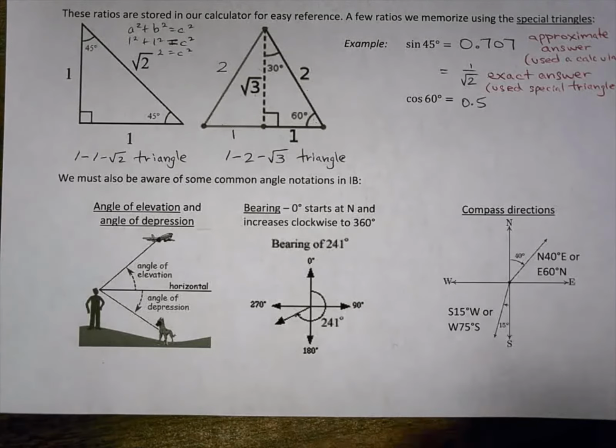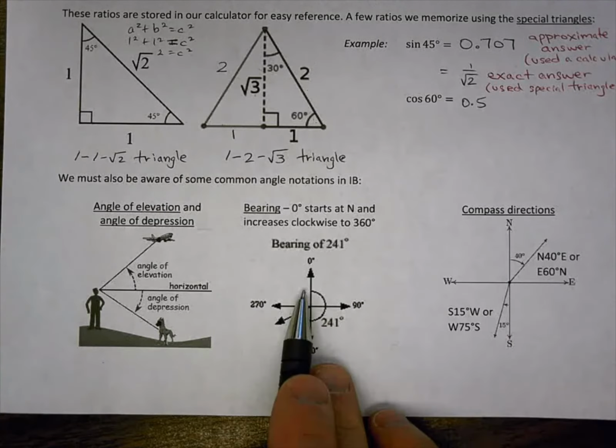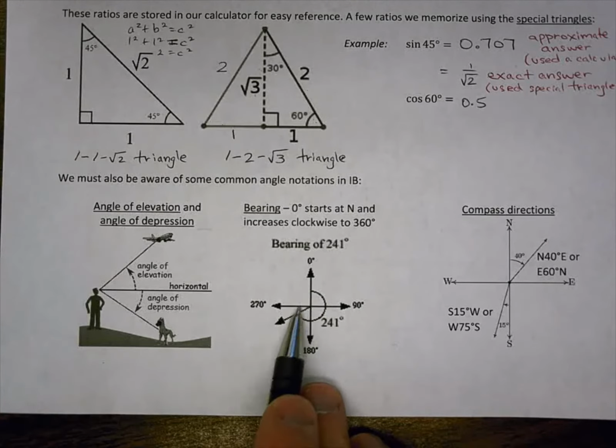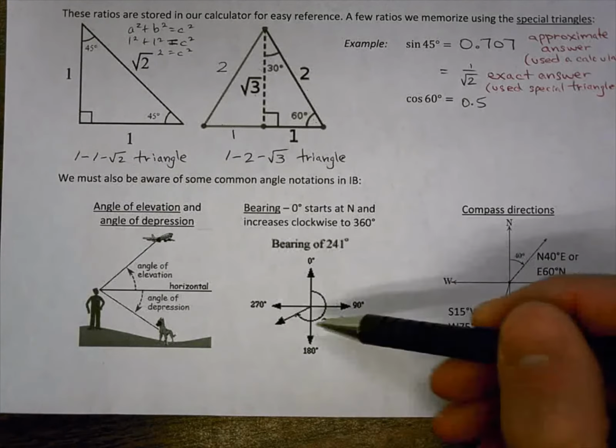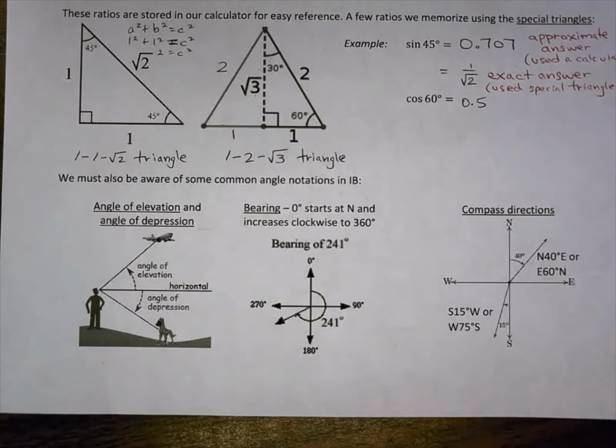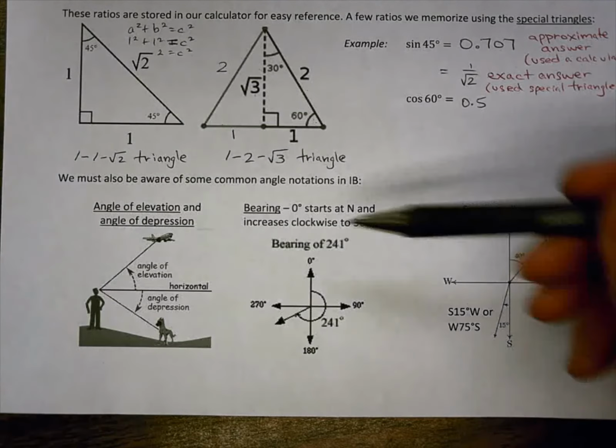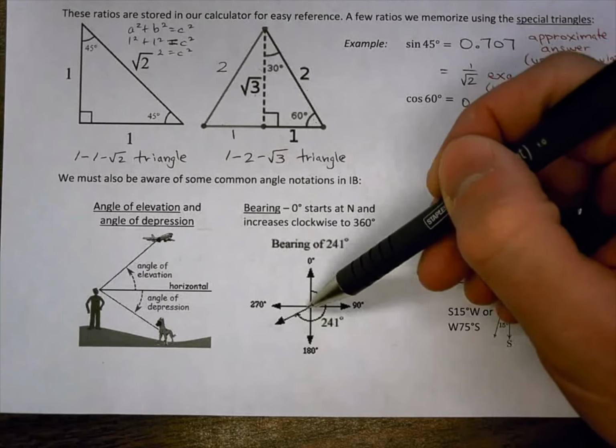So if someone says I have a bearing of 241 degrees, well, that means that you're 90, 180, you're somewhere going southwest-ish. If you're at an angle of 10 degrees, you'd be going almost north, right, up here. And if you had an angle of 350, you'd be going just kind of northwest a little bit.